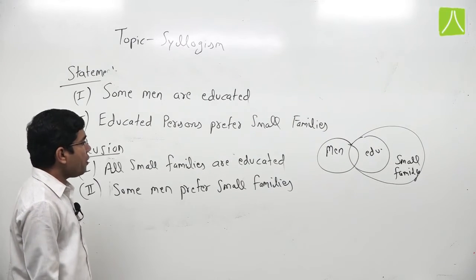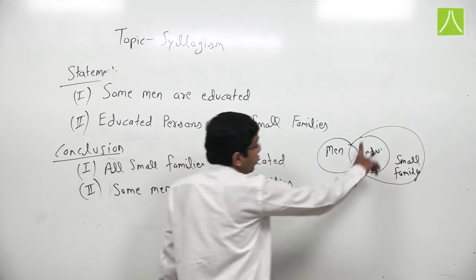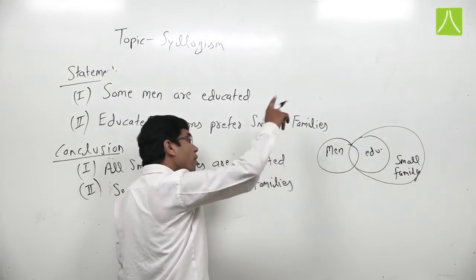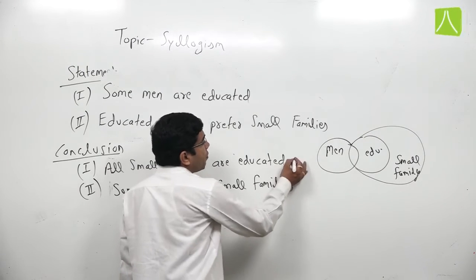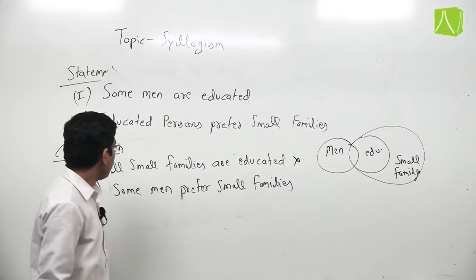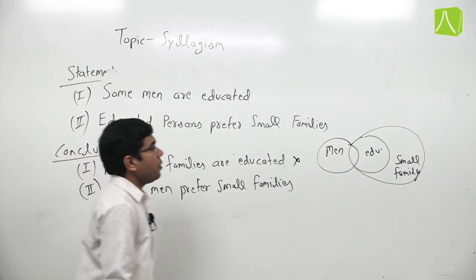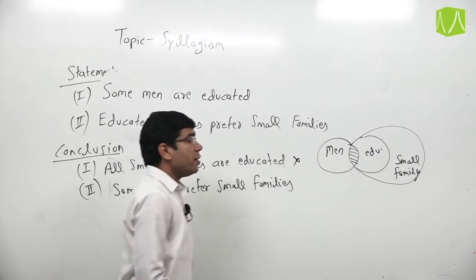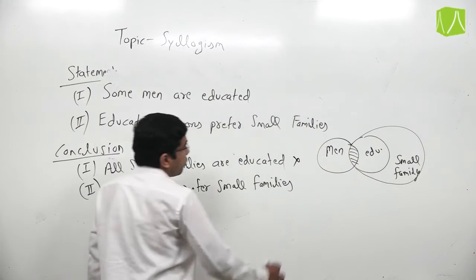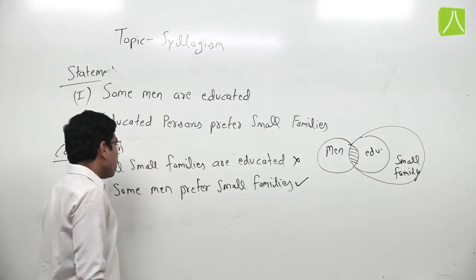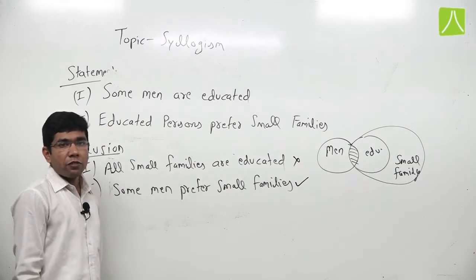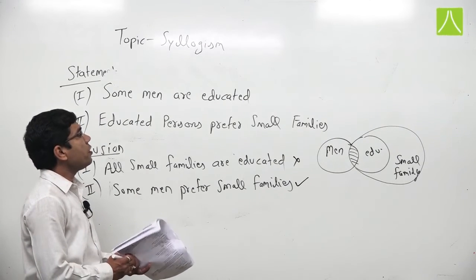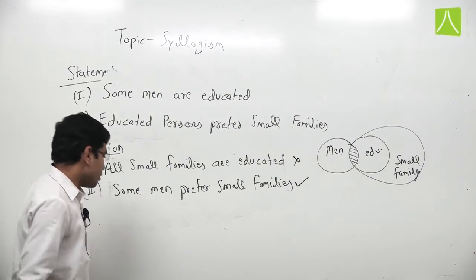Now, all small families are educated? No, all small families are not educated. All educated persons prefer small families. So first conclusion is wrong. Some men prefer small families. Obviously, those men who are educated, they have to prefer small family. So our conclusion number second is correct. So for this question, only conclusion second is correct, our answer.